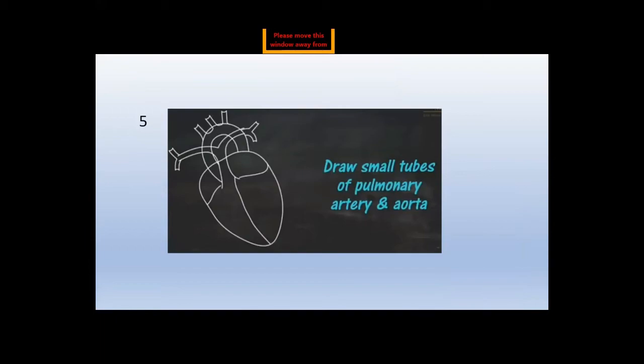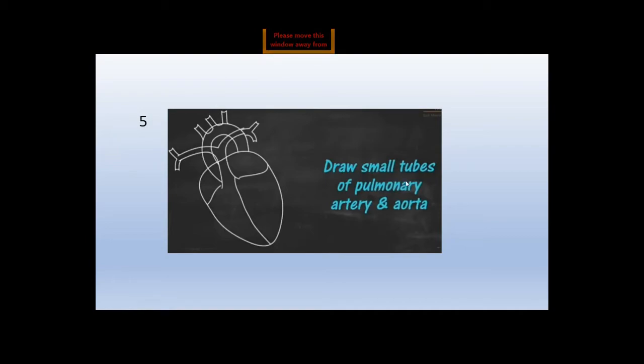Which one is the pulmonary artery? Actually, when we drew the first two curves, right, these two curves are the pulmonary artery, and here we have to draw small tubes. Actually, the main pulmonary artery arises from the heart and it divides into branches to supply blood to all parts of the lungs. As I told you, the pulmonary artery is responsible for supplying blood from the heart to the lungs.